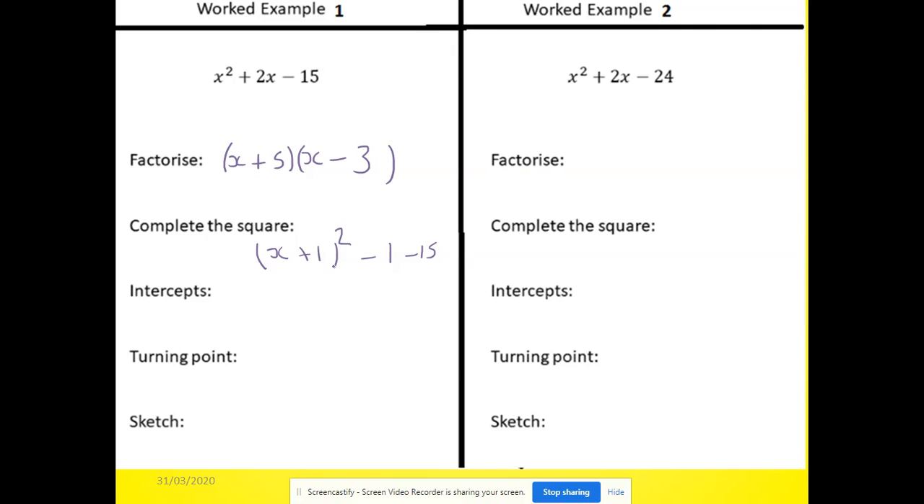Now, minus 1 take away 15 is minus 16, so completed the square, it's (x plus 1) all squared, take away 16. The reason for completing the square is that this actually gives us the turning point. I can't remember what turning point is, so go back through the slides and you'll see. But it's minus 1, minus 16. So the turning point of this graph would be (minus 1, minus 16). So I can put that in there.